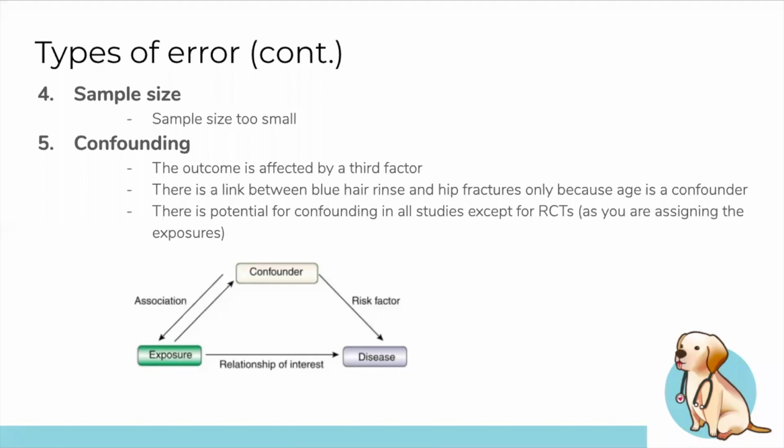So you have a link between blue hair rinse and hip fractures only because age is a confounder. Old people are more likely to use blue hair rinse, but they also are more likely to have hip fractures. So you can see that age is the thing that links the two together, rather than blue hair rinse leading to hip fractures, because it doesn't make sense for there to be a relationship. And you can also understand that there's potential for this to happen in pretty much all studies except for randomized controlled trials, because you are assigning the exposures.